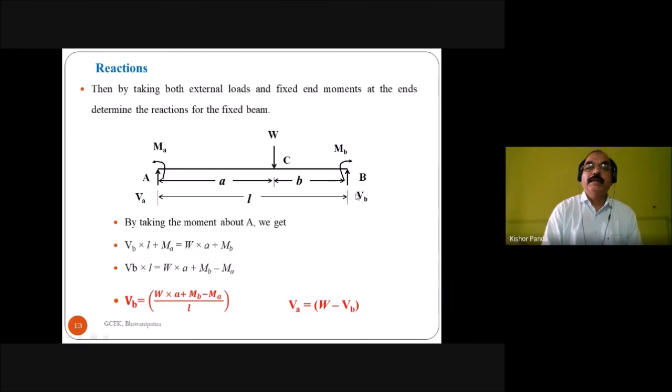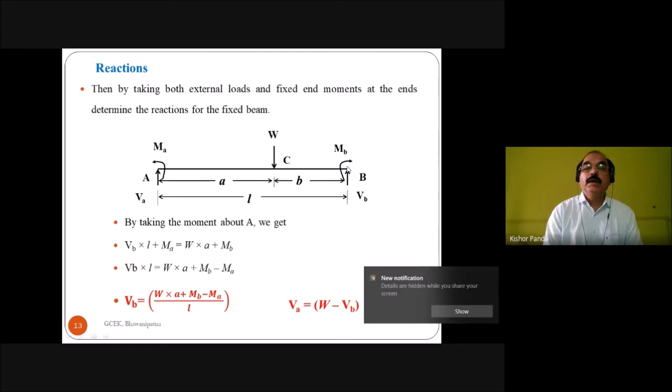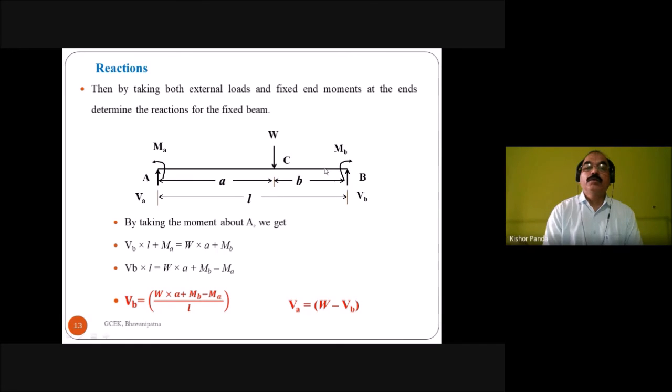Then after getting the reaction, what do you have to do? Then you have to find out the shear force at different positions. Because you know the sign convention: on the right side, an upward force you take negative, and a downward force you take positive. So here, what is the shear force at B?